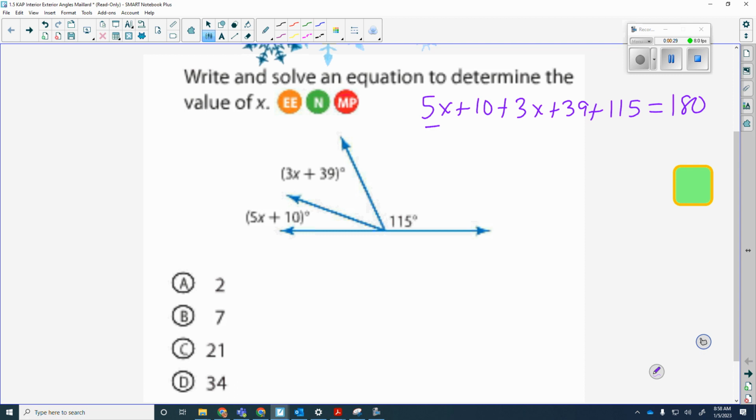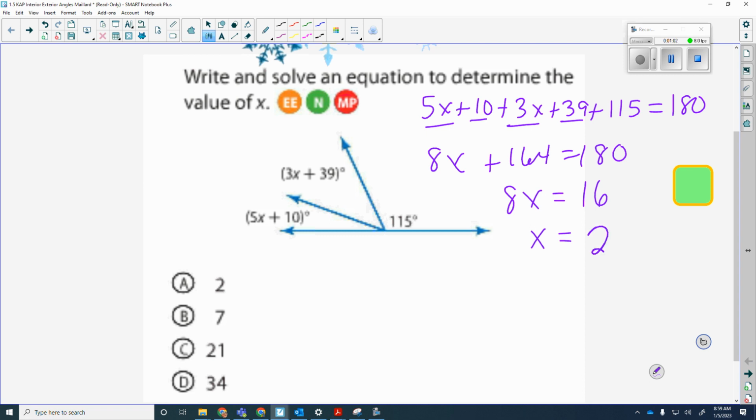Add like terms. So we've got 5x and 3x, which makes 8x. We've got 10 and 39, 49, and then plus 115 makes 164. I can't hear y'all. What is it? 164. Okay, now what? Subtract 164. What do we get? 16. Then what? Divide by 8, and we get 2.